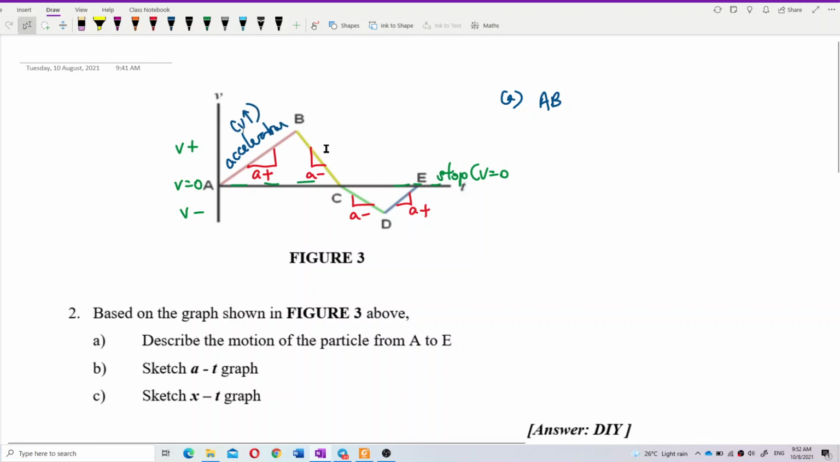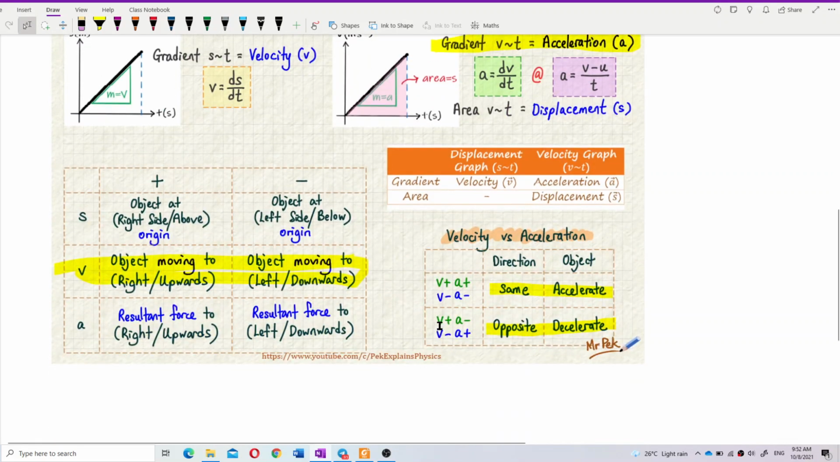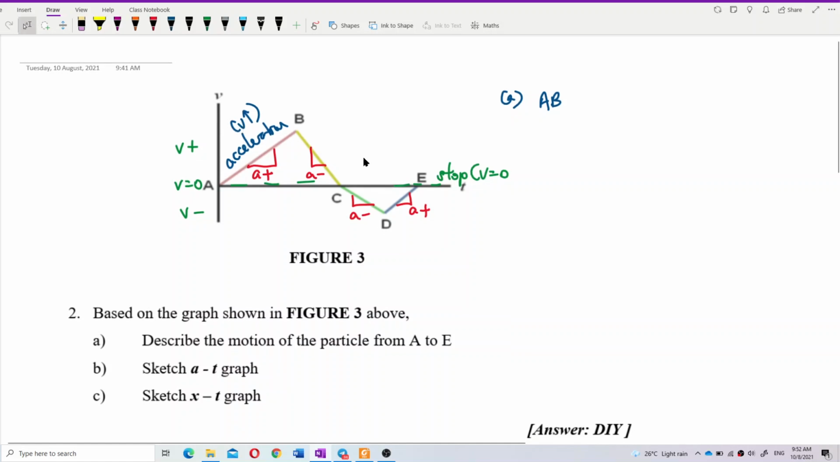How about part BC? In part BC, V is positive, but the gradient, acceleration, is negative. Opposite directions, V positive, A negative, so the object decelerates. So BC is decelerate. The velocity decreases, becoming slower and slower. In fact, from A to B the car goes faster and faster until B, which is the top speed, and then from B to C the velocity goes slower and slower.